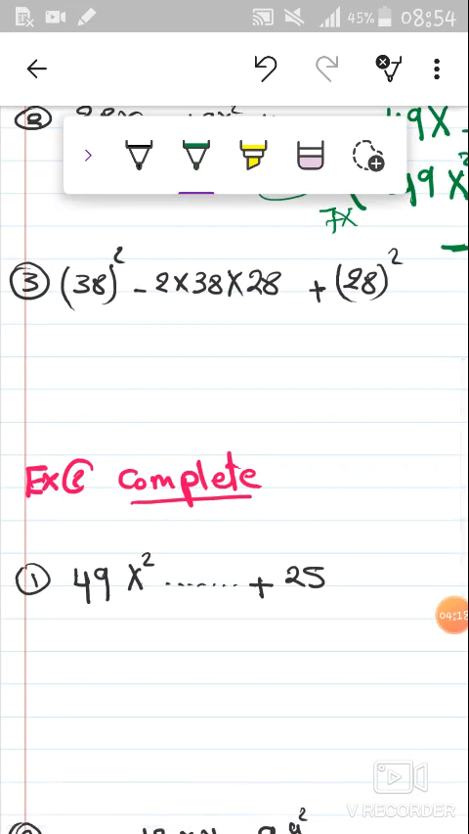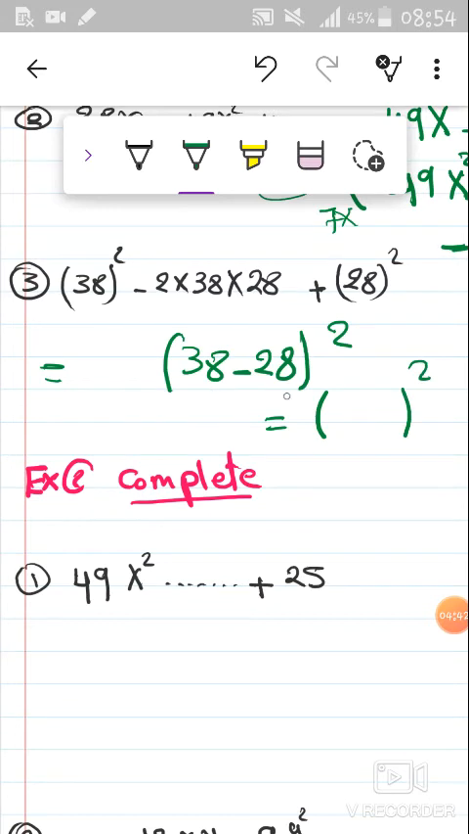Okay, the next one, here we have 38 to the power 2 and 28 to the power 2. Also, the middle is 2 times 38 times 28. So the result will be directly by opening the bracket power 2 and putting here 38 minus 28. The result will be the bracket to the power 2, 38 minus 28 is equal to 10, 10 to the power 2 is equal to 100.